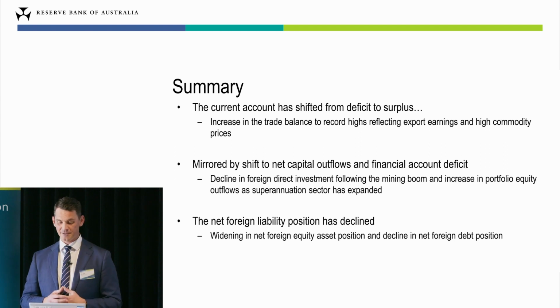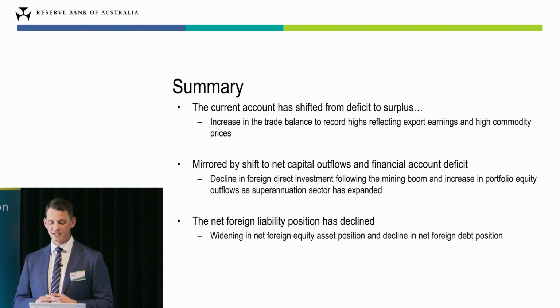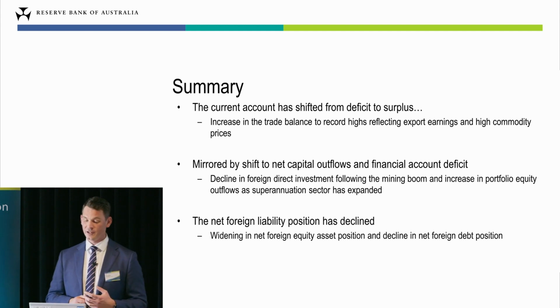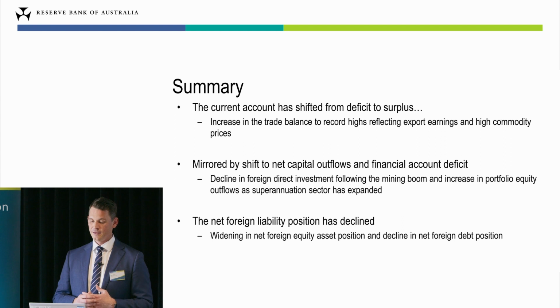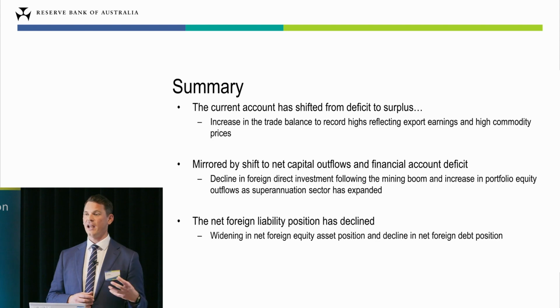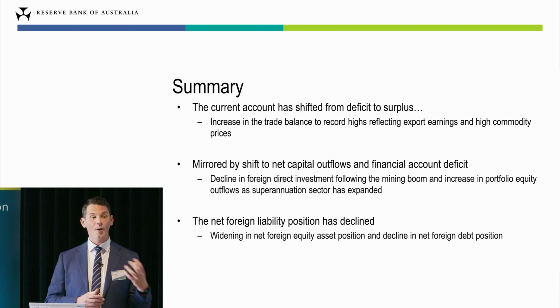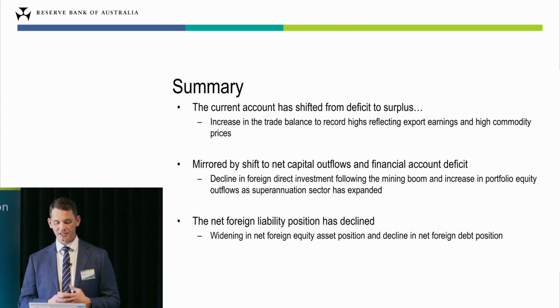And on the financial account side, this has been mirrored by a shift to net capital outflows and a financial account deficit. Here we saw those same stories reflected through a decline in inflows of foreign direct investment and outflows of portfolio investment into foreign equities as the superannuation sector expanded. And together this has flowed through to an increase in Australia's net foreign equity asset position and a decline in our net foreign debt position, both of which have contributed to the overall decline in Australia's net foreign liability position.